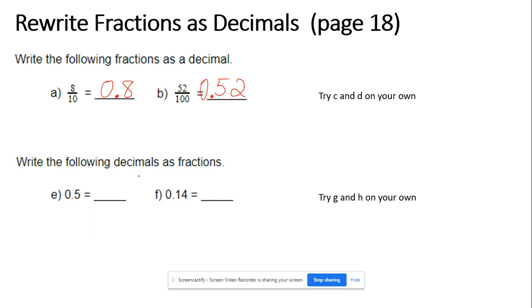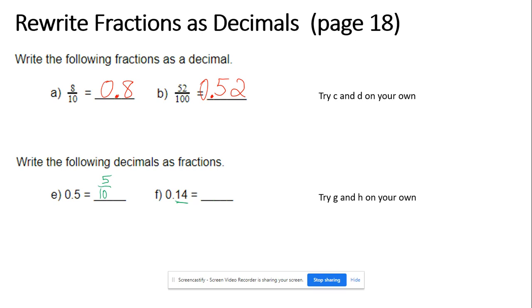Write the following decimals as fractions. 0 and 5/10. Well, I can see the 5 is in the tenths place, so I'm going to put the 5, because that's the digit I see, and the 10, the denominator, tells me the place value it's in. So the 5 is in the tenths place, 5/10.